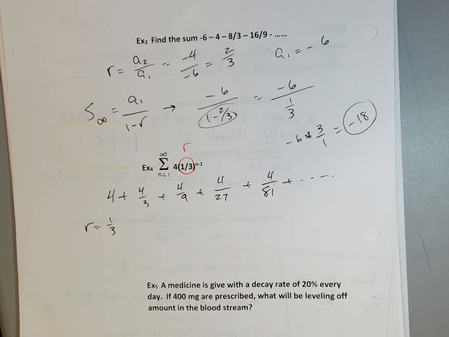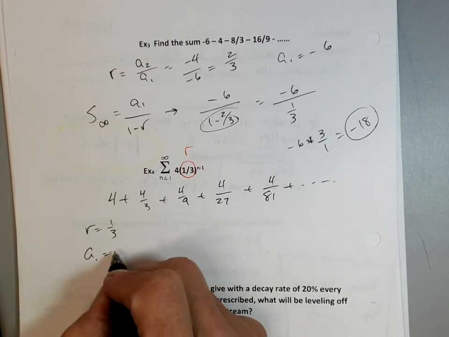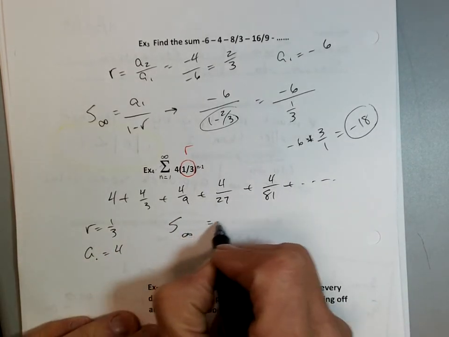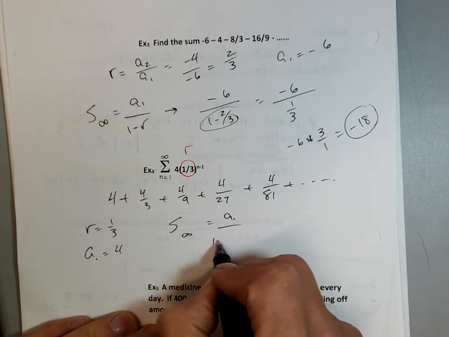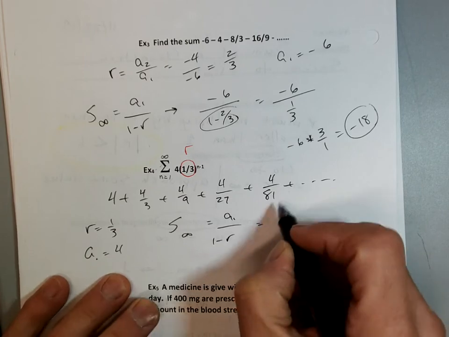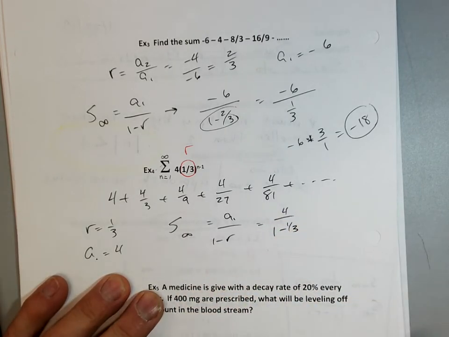Sure. We can find an answer. We can. What's my first term? A1 is what? So let's use my formula. S of infinity is A1 divided by 1 minus R, right? Which is 4 divided by 1 minus 1/3, right?